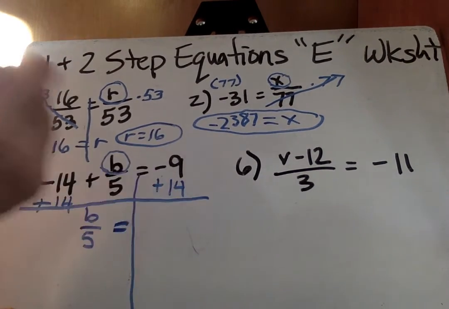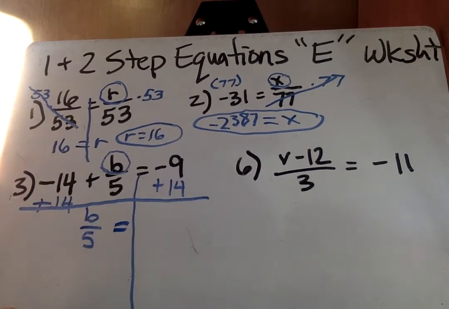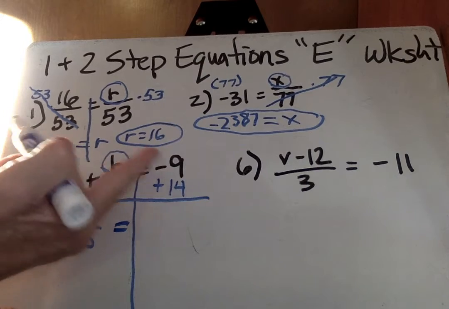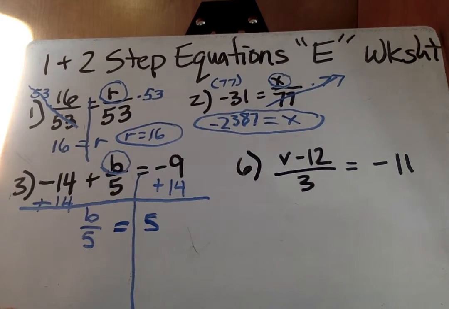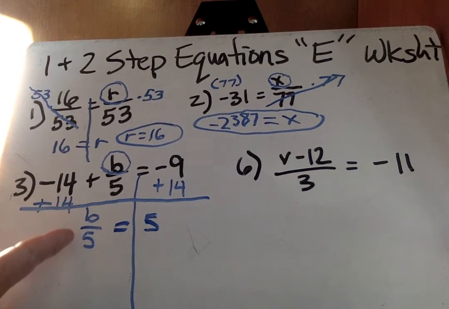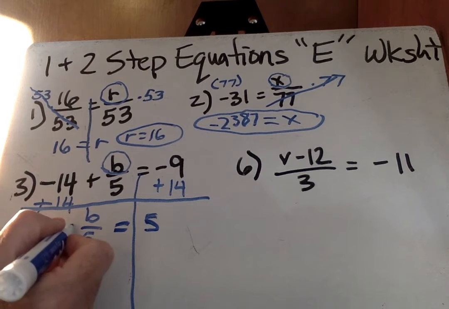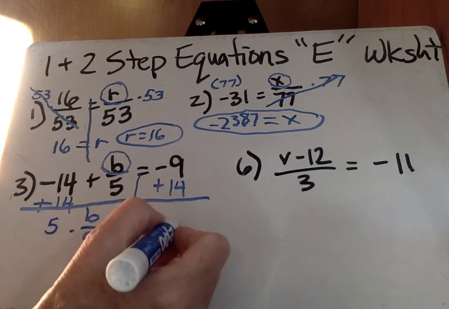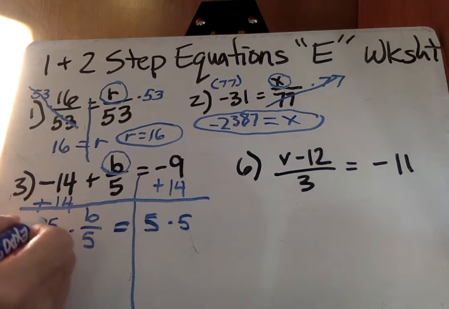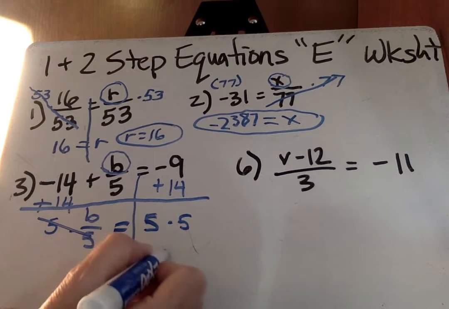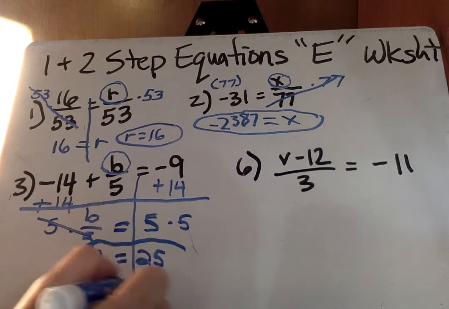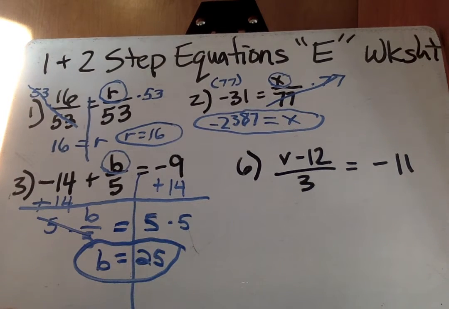Then I say negative 9 plus 14. Is that a battle or a party? It's a battle because we have opposite signs. Negative 9 plus 14 is 5. Now, many of you might say, oh, b equals 1. No, it does not. It's b divided by 5. So we do the inverse operation, multiply by 5 on both sides. That cancels. And there we go.